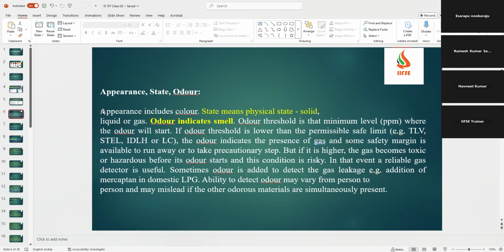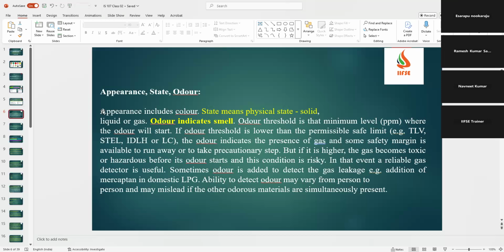Then odor also indicates the presence of gas, or that some safety margin is available to run away and take precautionary steps. For example, if LPG is leaking in our home, the smell gives an immediate alert that the gas is leaking, and we have to immediately shut off the regulator. So it gives us a chance to take a precautionary step. But if the threshold is higher, the gas becomes toxic or hazardous before its odor starts, and the condition is risky.